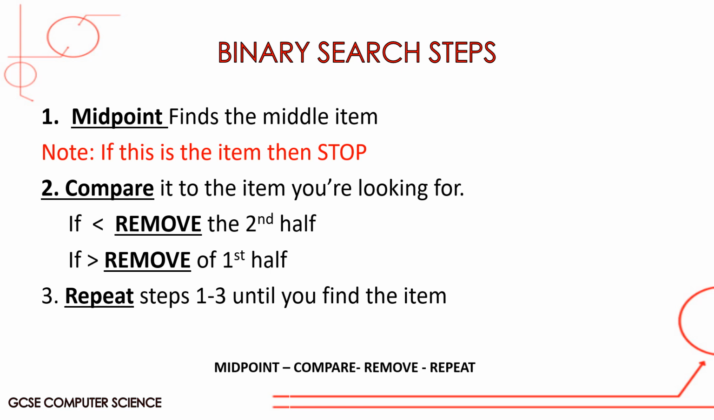Then you compare it to the item that you're looking for. Then you remove the second half of the list or the first half of the list, depending on if it's greater than or smaller than the number you're looking for. And the next step is to repeat. So when you look at an example, it will become a lot easier to understand, but it's really worth remembering: midpoint, compare, remove, repeat.